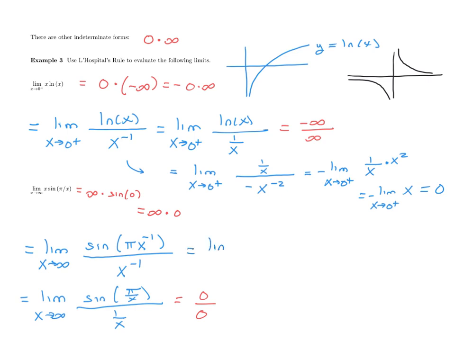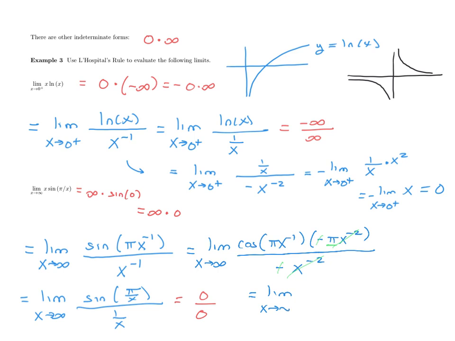This is the limit as x goes to infinity of, the derivative of the numerator is cosine of pi x to the negative 1, and by the chain rule, it's negative pi x to the negative 2. In the denominator, the derivative of x to the negative 1 is negative x to the negative 2. Notice we can simplify a bunch of stuff here. The negatives cancel, and the x to the negative 2's cancel. I am left over with this pi, but we have that this is the limit as x goes to infinity. I'll put this as pi times cosine of, and I'll write pi over x.